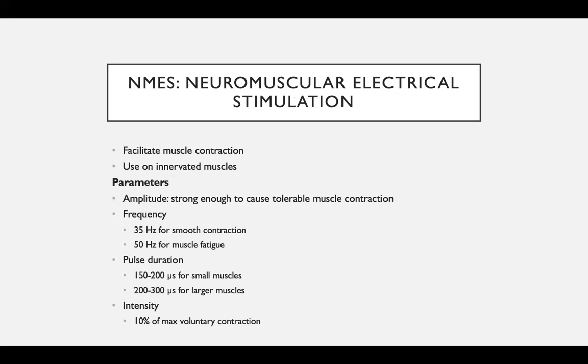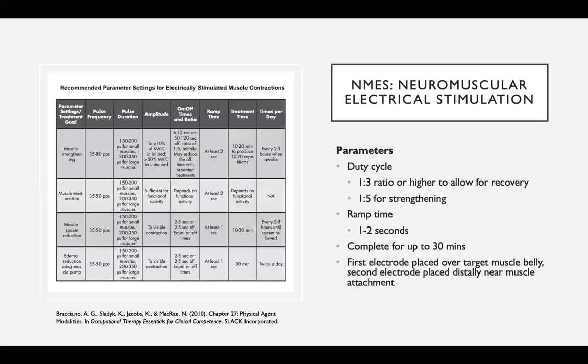Neuromuscular electrical stimulation, the benefits can be to facilitate muscle contraction, and it can also be used on innervated muscles. The parameters, amplitude, strong enough to cause tolerable muscle contraction. The frequency for smooth contraction is 35 hertz, and for muscle fatigue, it's 50 hertz. Pulse duration for smaller muscles is 150 to 200, and for larger muscles, it's 200 to 300. The intensity is 10% of max voluntary contraction.